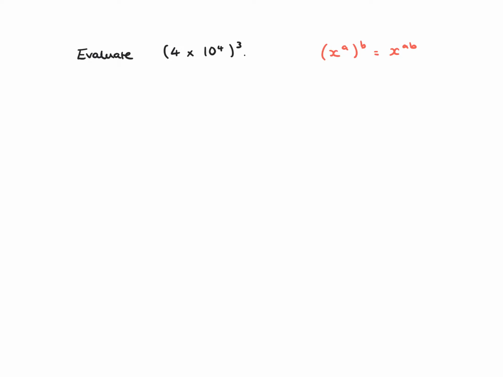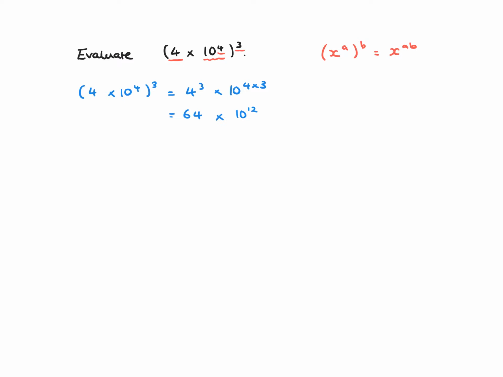And so we can absolutely apply this idea to the problem we've got, and we'd have 10 to the 4th power cubed, so we'd multiply the 4 and the 3. We do of course need to make sure that we also cube the other number in our brackets, the number 4. And so a middle step here to evaluating this problem is to write 4 cubed times 10 to the power of 4 times 3.